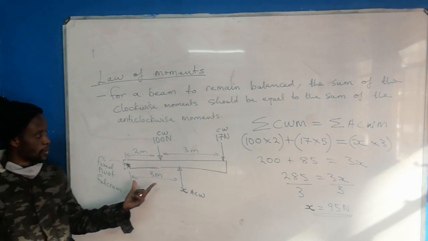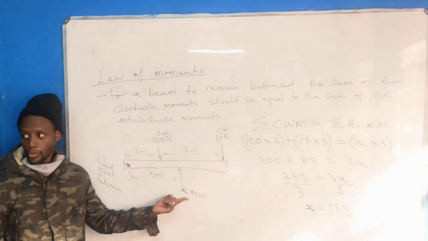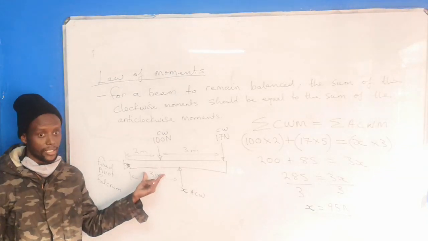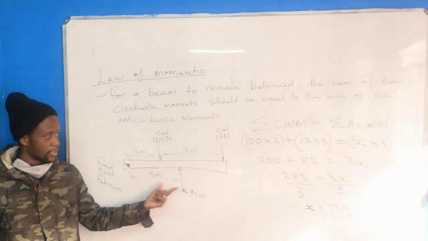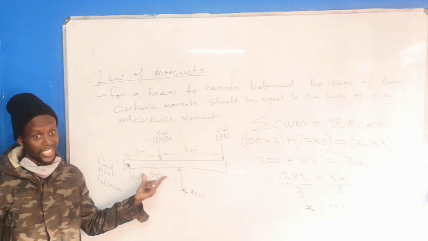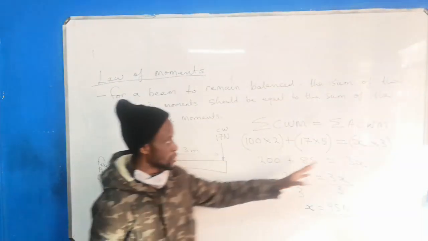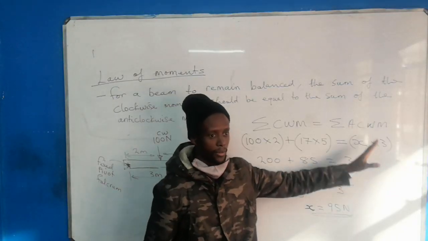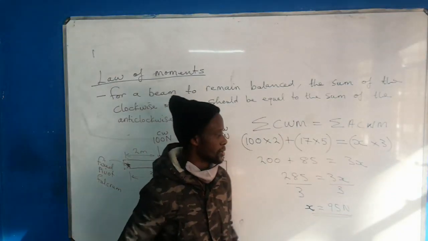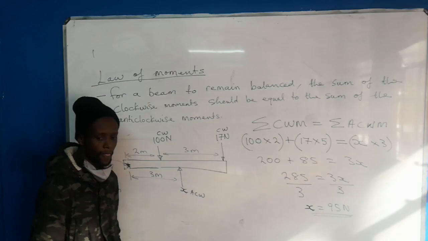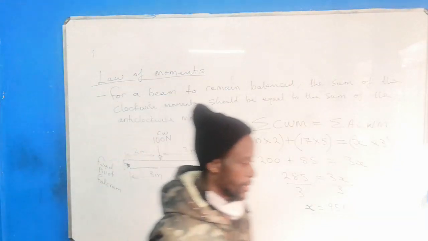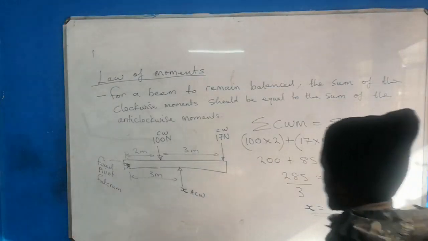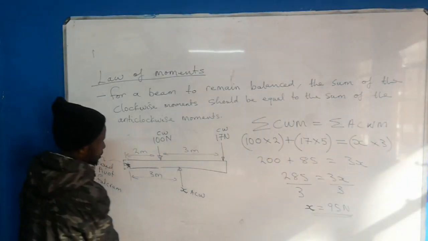Also, it is not always that they will ask you for a force, they may even ask you for the distance. You still use this. They might give you the force, you are calculating for the distance. The unknown will still be out of there, but the calculations will give you a correct answer. Any questions? Okay. That is simple. This is what we are going to be doing.